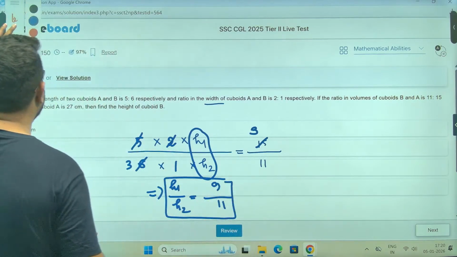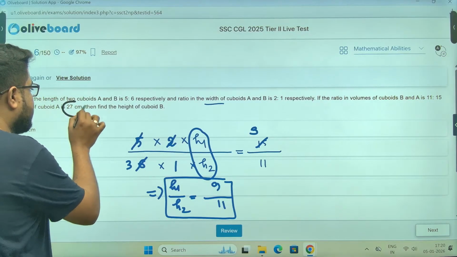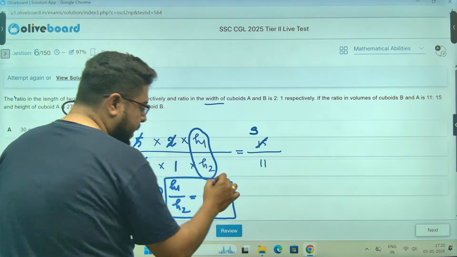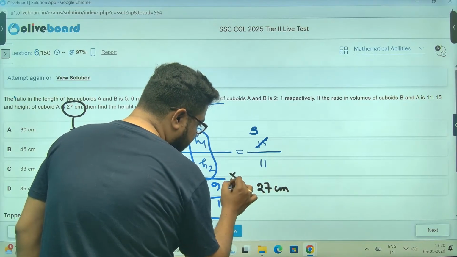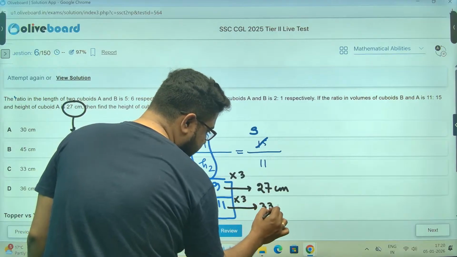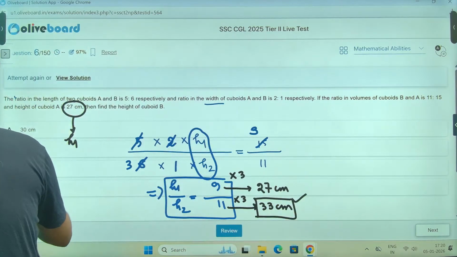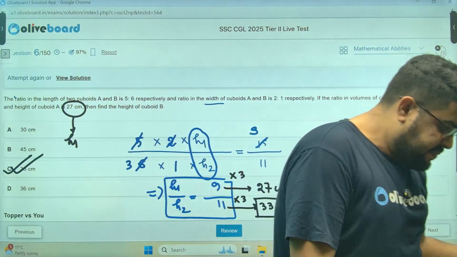Now they have given you the height, meaning H1, height of cuboid A is 27. Meaning this 9 part is equal to 27 centimeters, into 3. Again, this will also be into 3. So this is going to be 33 centimeters, which is your correct answer. Option number C.